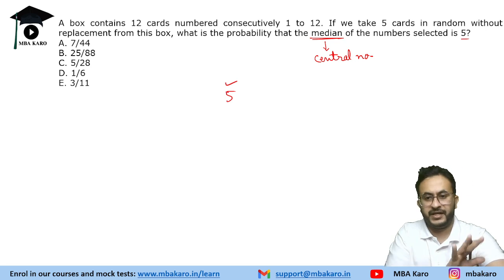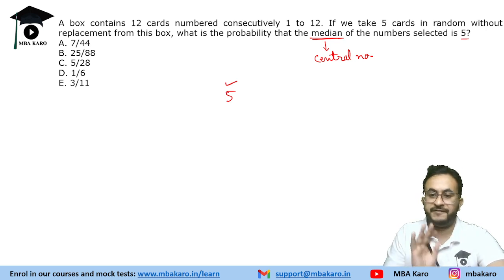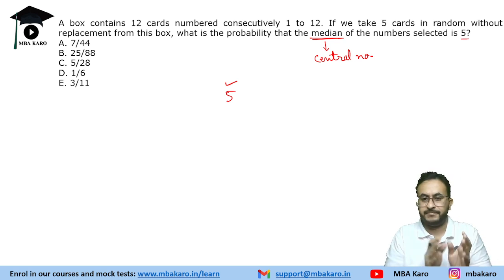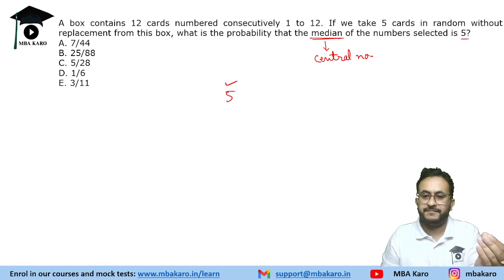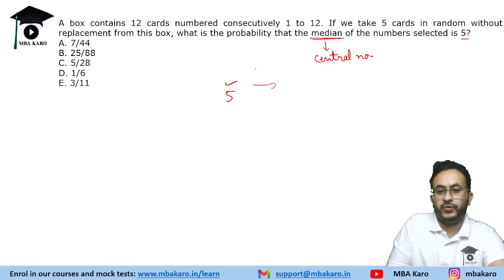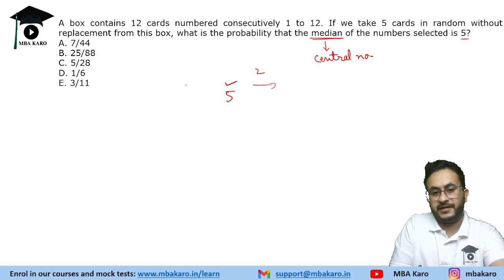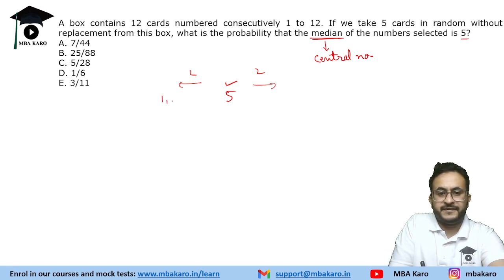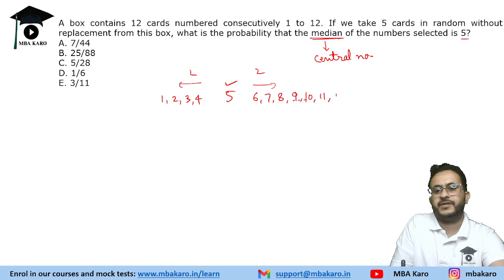Okay. Now, how many numbers are there? We have to select 5 cards. So what is the median in 5 terms? The third term. The central number is the third number, right? First, second, third, fourth, fifth. The central one is the third. So median is 5 means 2 cards should be less than 5 and 2 cards greater than 5. Less than 5 we have 1, 2, 3, 4, and greater than 5 we have 6, 7, 8, 9, 10, and so on up to 12.